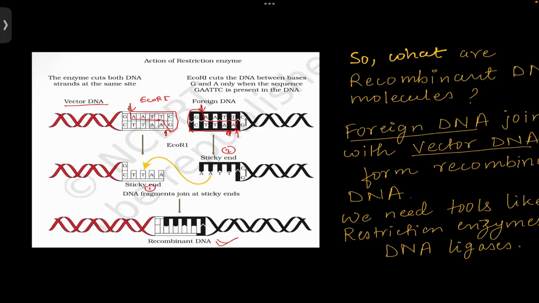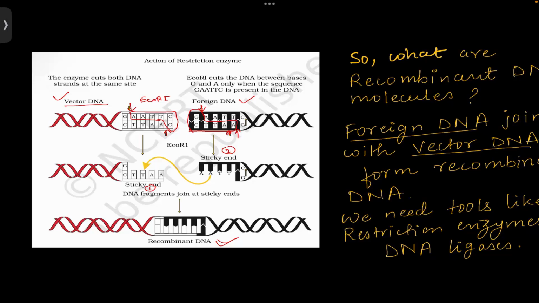Now, suppose the first DNA molecule is your vector DNA, like a plasmid DNA, and the second DNA molecule is your gene of interest or the desirable gene, which you want to introduce because it will give some desirable characteristics in your host organism. And both are cut with the same restriction enzyme, EcoR1, leaving behind similar kind of sticky ends. So these sticky ends will now bind to each other by forming complementary hydrogen bonds.